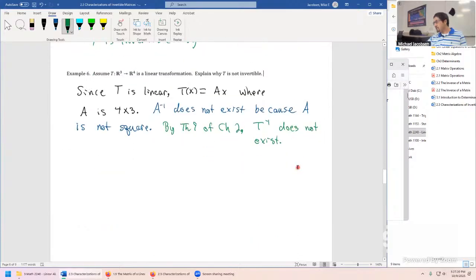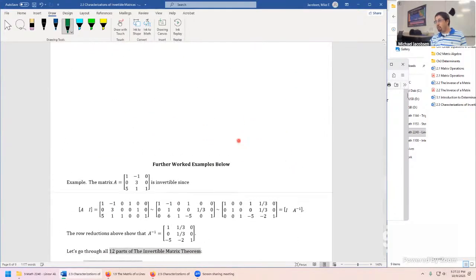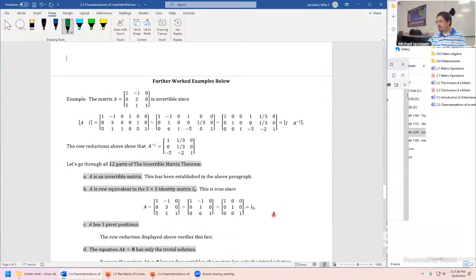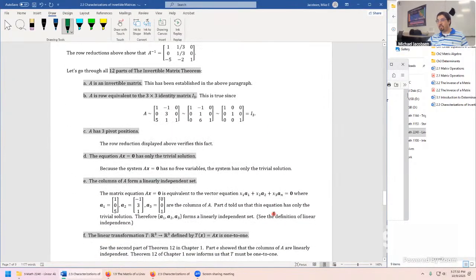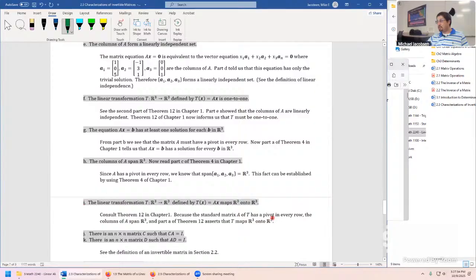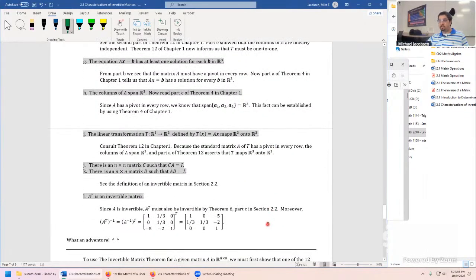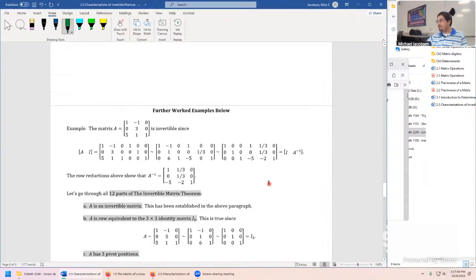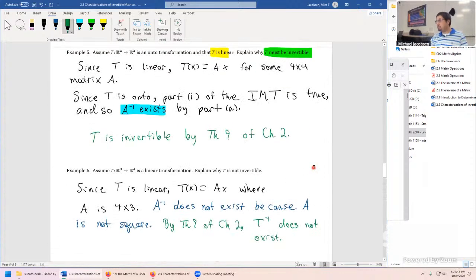Well, that's the conclusion of the notes. If you want more practice with the invertible matrix theorem, I worked through all parts, A through M, on this example right down below. It's a lot of stuff to stare at, but if you want to see how all these parts connect with that specific one matrix, you can work through here where it's all going to be cranked out.